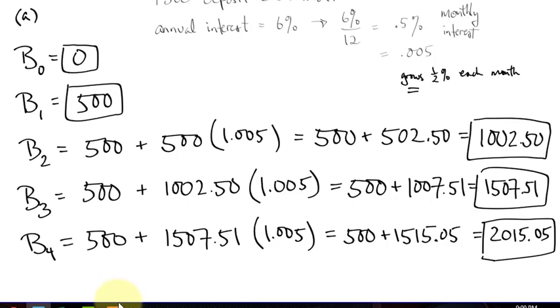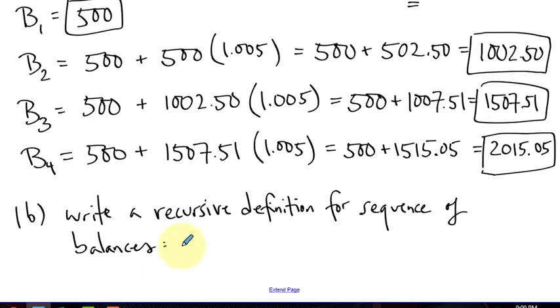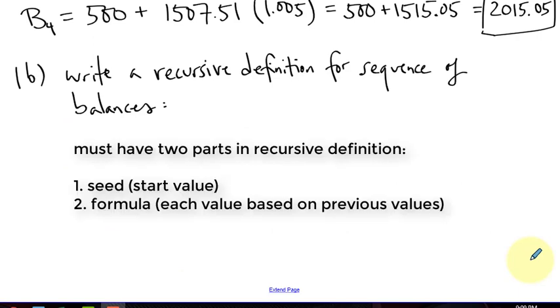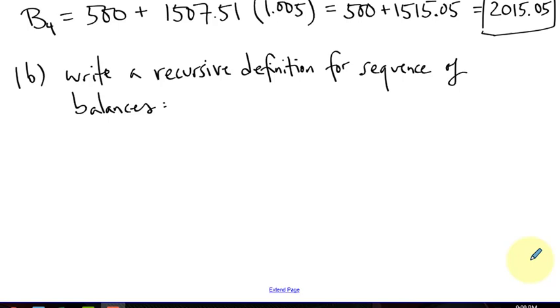Let's move on to part B, which is to write a recursive definition for the sequence. What I want to emphasize here is that a recursive definition always has to have 2 parts. It has to have an initial starting value, and then it has to have some formula that tells you future values based on original values. But don't forget that initial start value, sometimes called the seed. It's not a complete recursive definition without those 2 parts, and those are often missed on exams. The first part, people always forget that first part, so pay attention to that. 2 parts in your answer for a recursive definition.